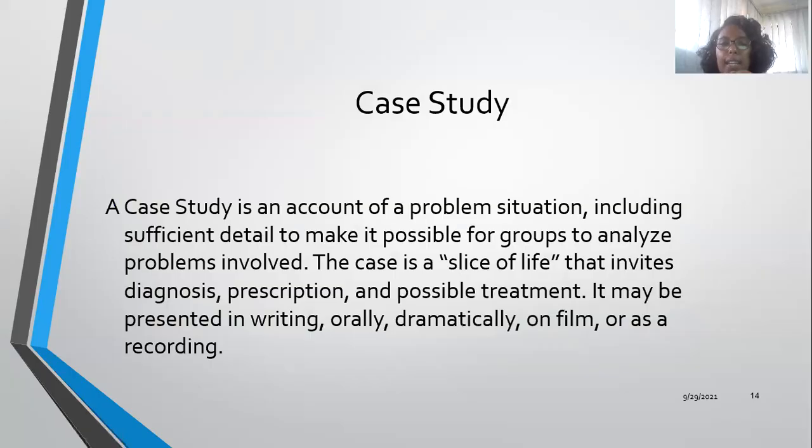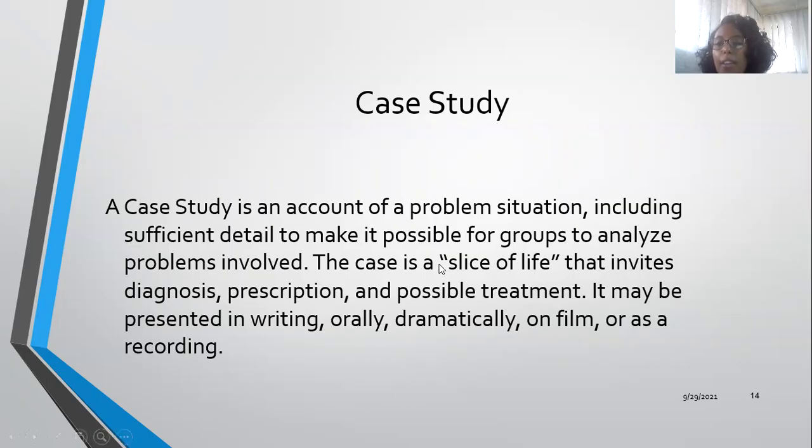Another one would be case study. A case study is an account of a problem situation, including sufficient detail to make it possible for the group to analyze the problems involved. So a case study is like bringing the life of a person. You remember Jesus' example about talents. He said this rich guy gave his 3 servants different talents. For one he gave 5, for another he gave 4, for the other one he gave 1. And then he went away, and then he came back. That's a case study. That's a way of understanding, okay, what would you do and how would you live out this particular situation?